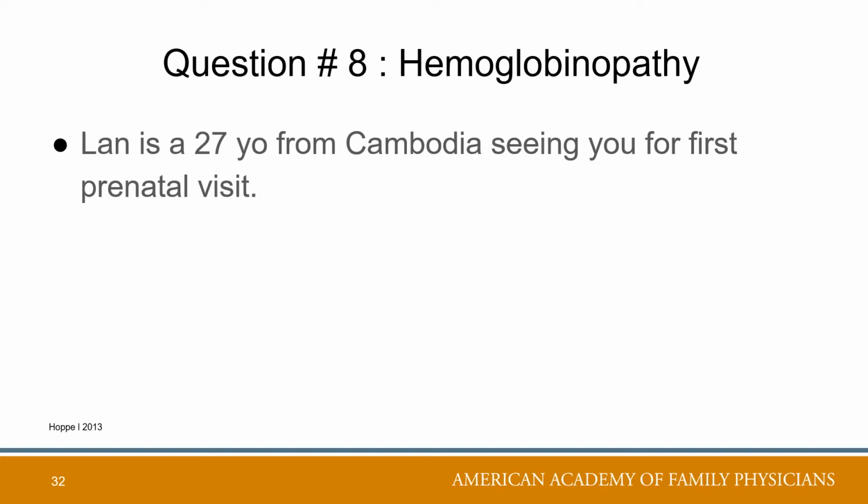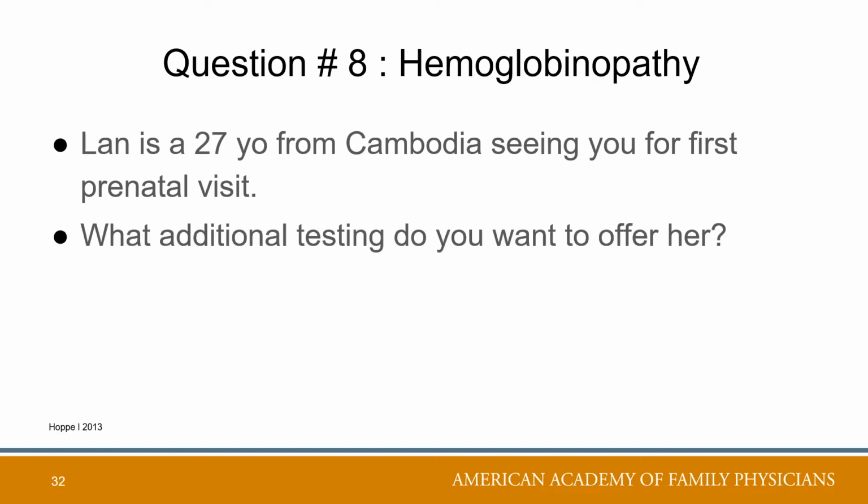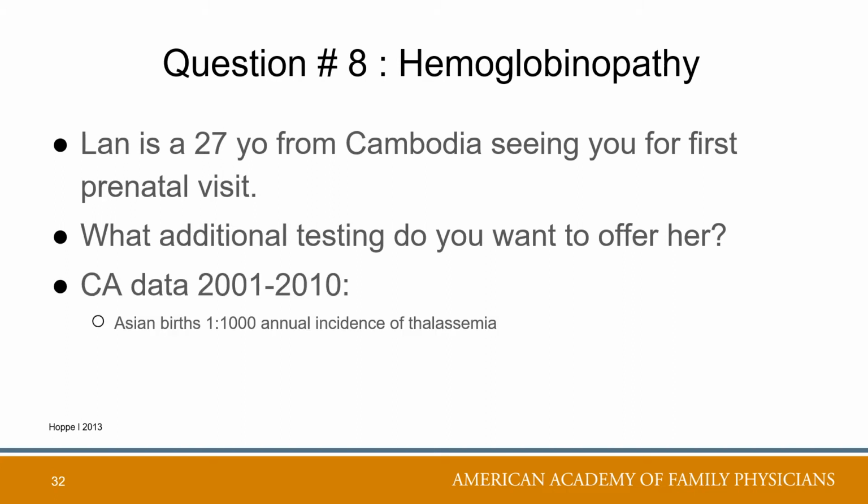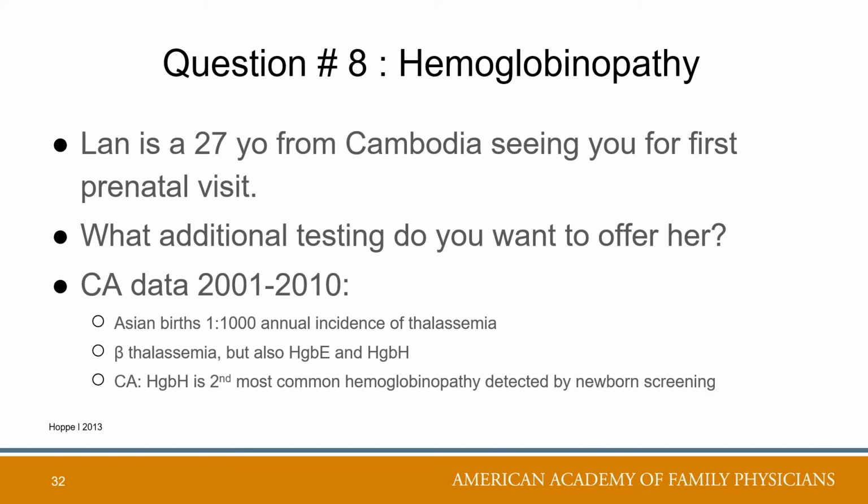This is a case that's going to help us think a little bit about hemoglobinopathies. So let's say that Lan is a 27-year-old from Cambodia who's seeing you for the first prenatal visit. What additional testing do you want to offer? The California data set here helps us think about the annual incidence of thalassemia, 1 in 1,000 among Asian births. Beta thalassemia and also hemoglobin E and hemoglobin H are more commonly present in certain populations. Hemoglobin H is the second most common hemoglobinopathy detected by newborn screening.